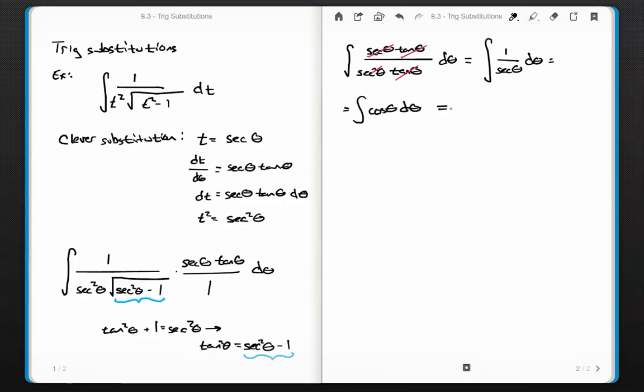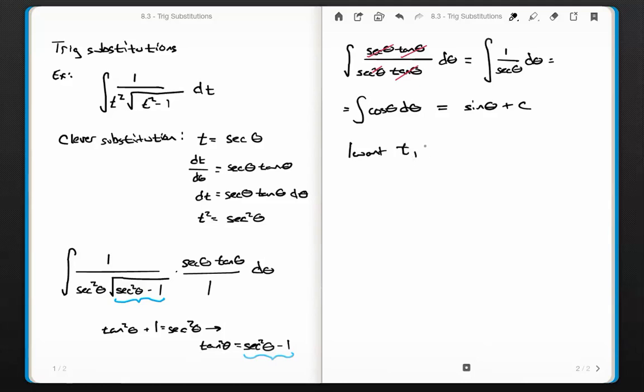Right? And the integral of cosine, we know, is just sine of theta plus c. Right? So we made this bizarre substitution that we never would have thought of, taking a nice variable and converting it to this bizarre trig function. Go through all this work and everything boils down to just one really easy integral, sine of theta plus c. So are we done? No.